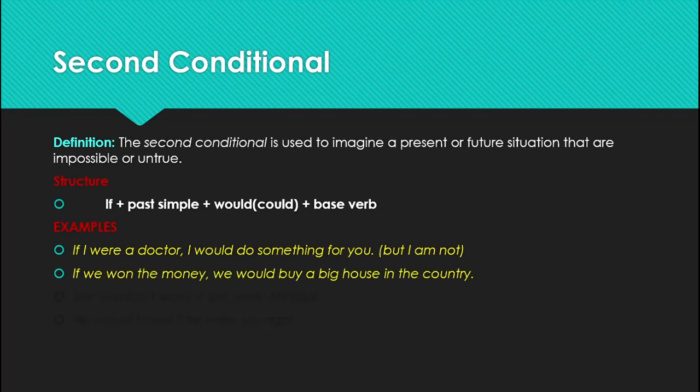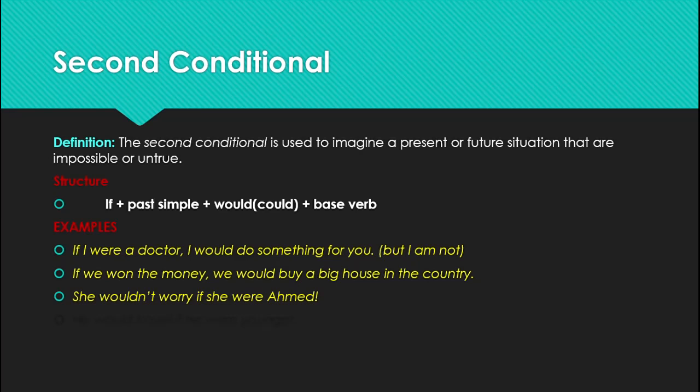The second sentence: if we won the money, we would buy a big house in the country. If we won, but we haven't won yet. We are in the process, or we haven't won. And the next example, she wouldn't worry if she were Ahmad. Now she's not Ahmad actually. Yeah, she's not Ahmad, so she's worrying. So if she were Ahmad, she would not worry. Okay, the situation is not true. It is impossible. She can't be Ahmad.